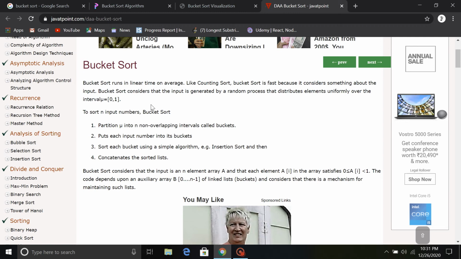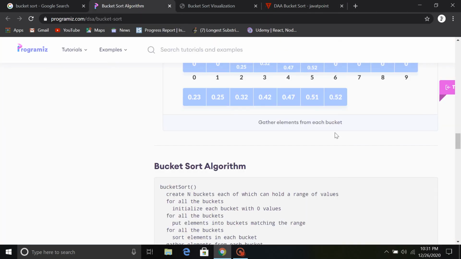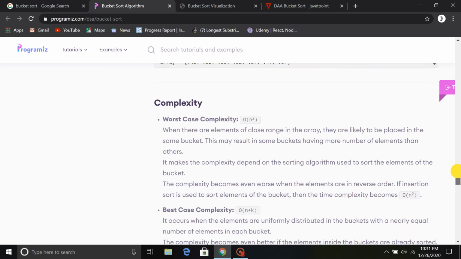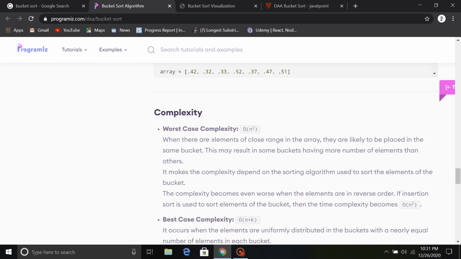Good morning. Bucket sort is a linear time sorting algorithm. It also takes big O of n square for sorting the elements in the worst case. In the worst case, the elements are in a close range, that is, the same elements are in the same bucket.